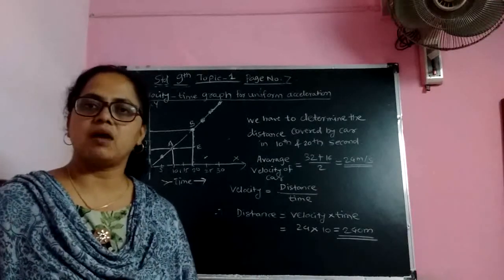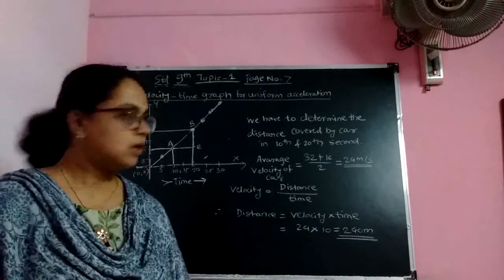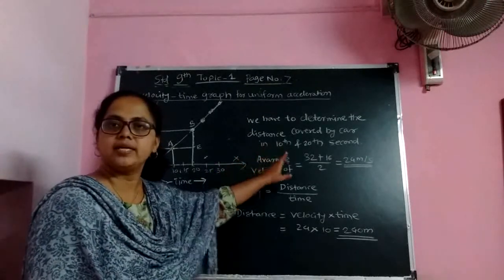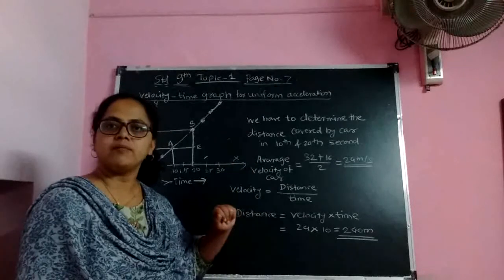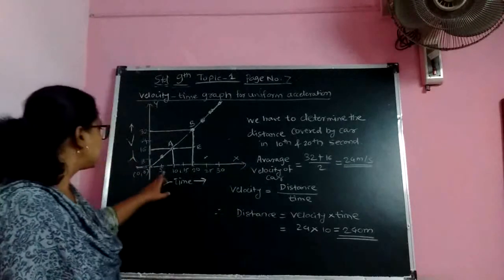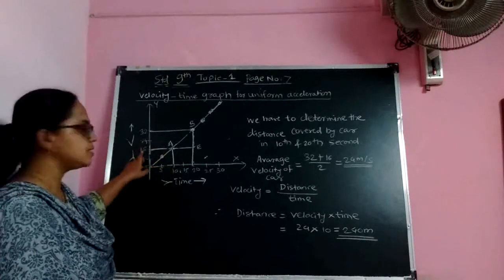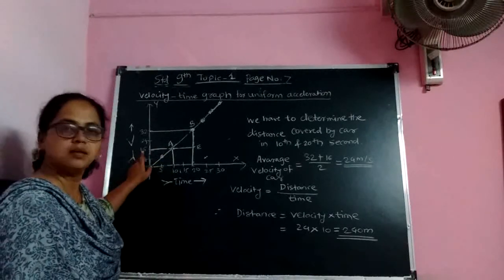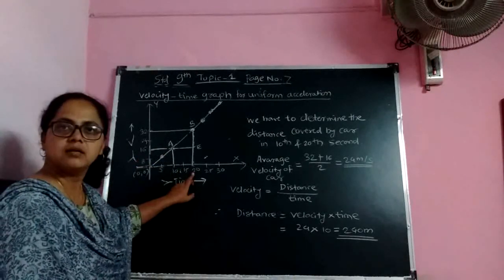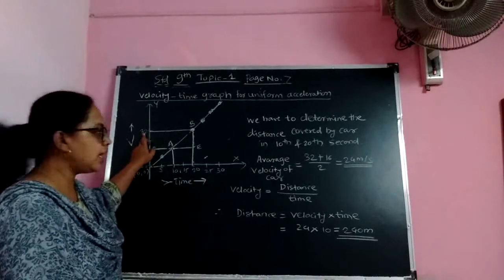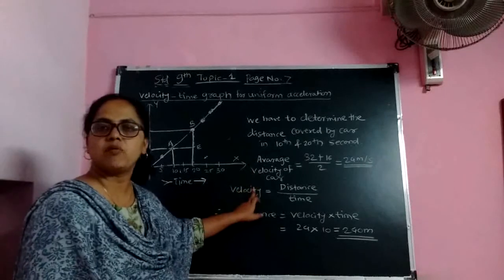Suppose from this graph we have to determine the distance covered by the car between the 10th and 20th second. From the graph you can see that at the 10th second the velocity of the car is 16 meter per second, and at the 20th second the velocity of the car is 32 meter per second. Then first find out the average velocity of the car.